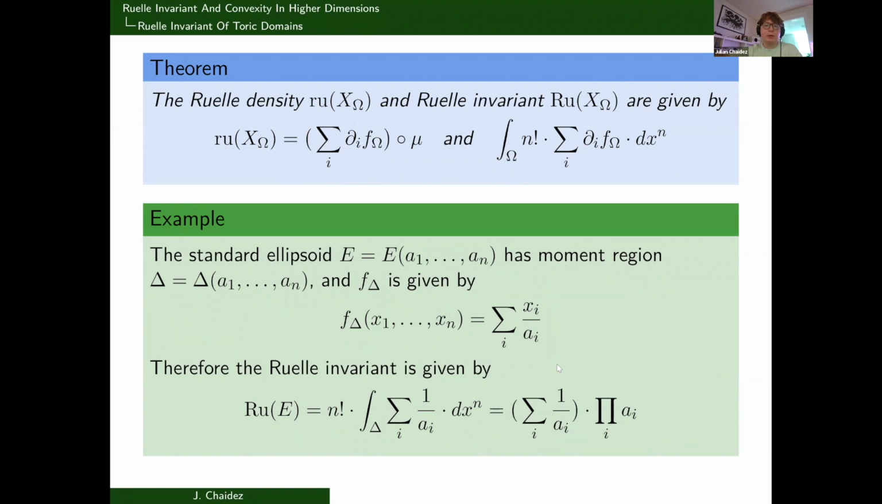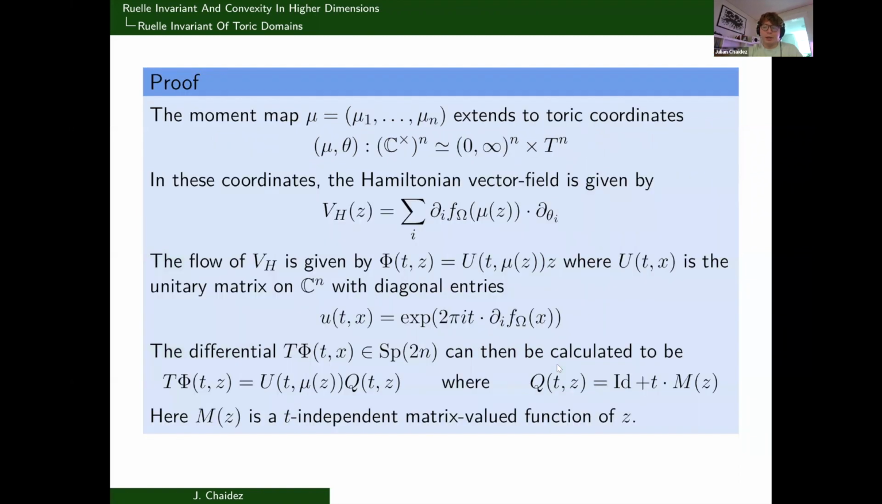Okay, so that is the example, and then the proof. Let me go through the proof since I think it's really nice and pretty elementary. I want to prove this formula for the Ruelle invariant of any given toric domain. First, I note that the moment map μ extends to toric coordinates on most of C^n, namely on (C^*)^n.